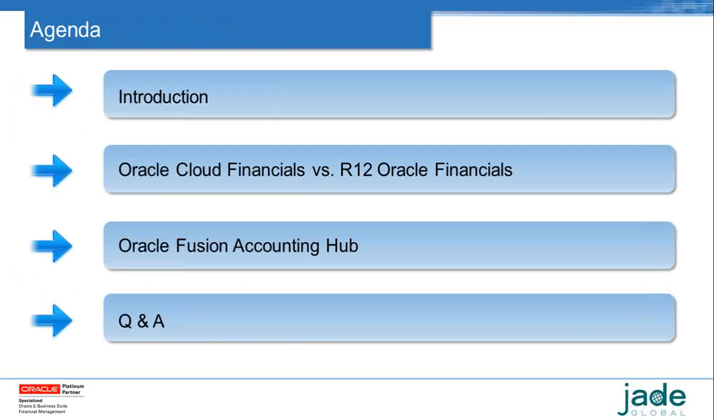Thanks, Sangeeta. Good morning, everyone, and thank you for joining us today. For today's agenda, we will be looking at some of the key benefits of Oracle Fusion Financials and the key differentiator between Oracle Fusion and R12 Financials. As well, we will see how you can integrate Oracle Fusion using Oracle Fusion Accounting Hub. And at the end, we will proceed with the question and answer session.